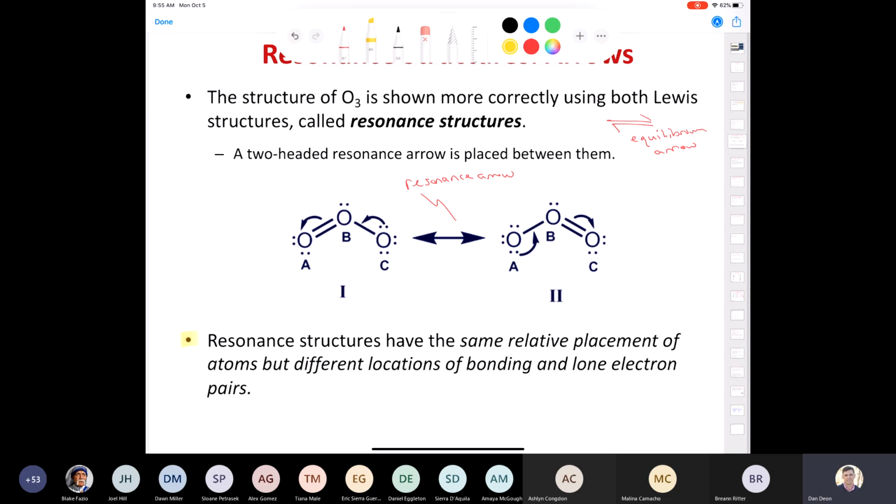Now, I don't want you to think, oh, they're vibrating. You know, one minute these electrons are here, then they move over here. No. It's not switching back and forth. In fact, there's no one Lewis structure that could completely accurately represent the structure of ozone. Okay, the actual structure of ozone is a hybrid of these two.